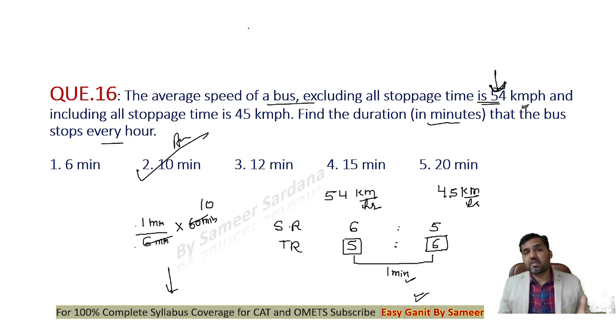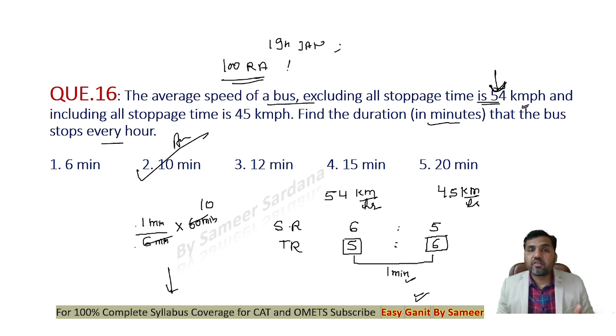As you can see in the previous year paper of SNAP, which was conducted on 19th of January, in reasoning, we had questions from coding-decoding, blood relation, clocks, and calendar. All these topics, guys, I have already covered. Now you can check it. There are 100 reasoning ability questions that I have already uploaded for SNAP.